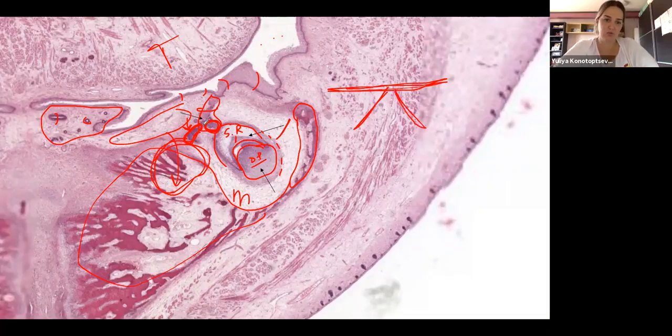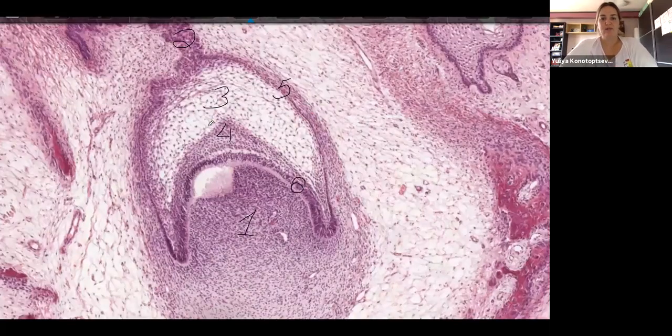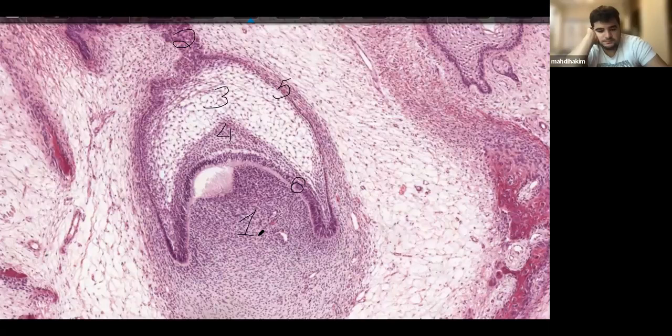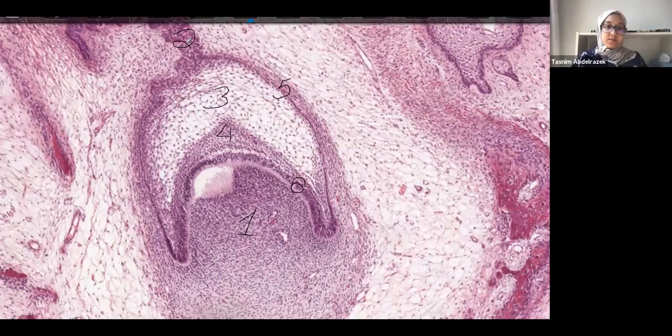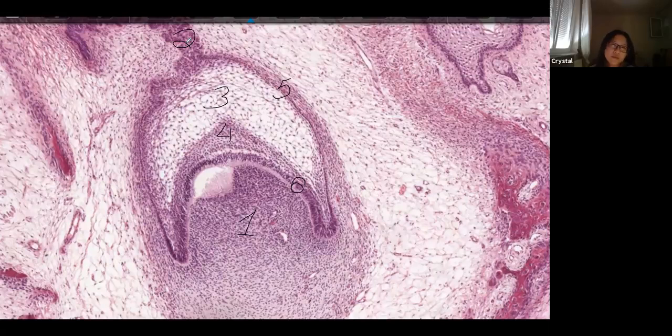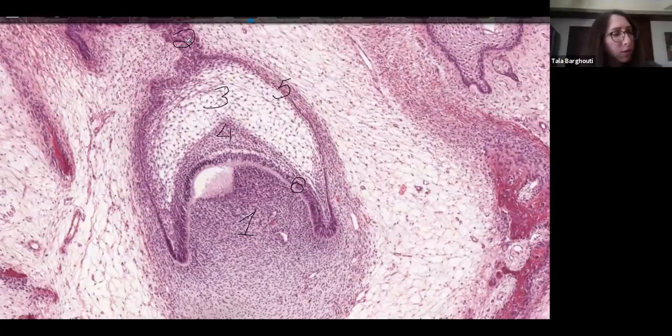On practice, what do we see? Vestibular lamina comes from the dental lamina, sort of, right? Okay, I point, you tell me, what is one? Dental papilla. Two. Dental lamina. Three. Stellate reticulum. Four.